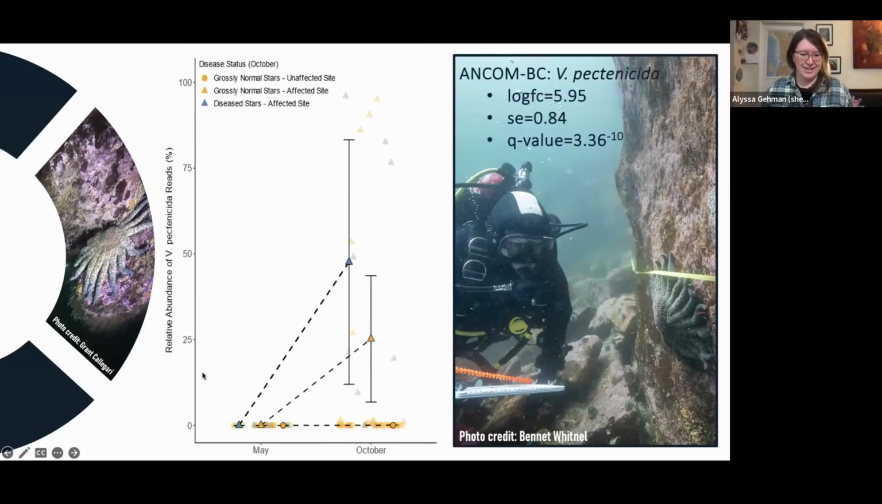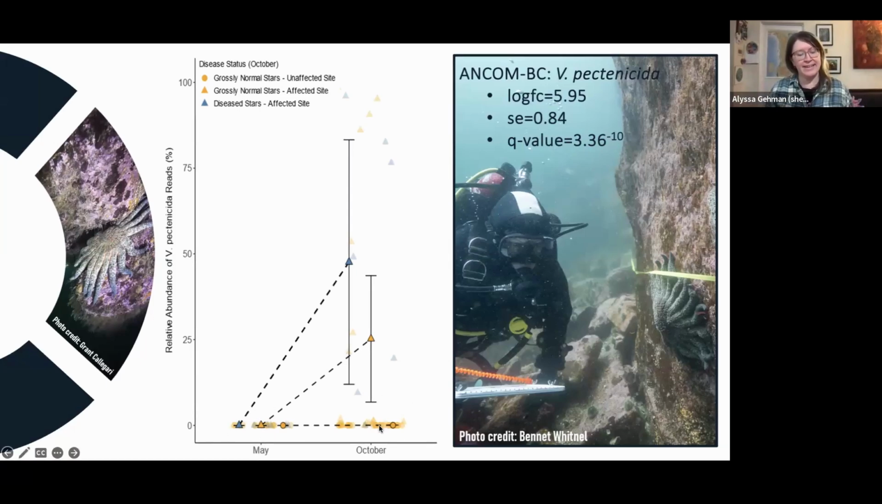And so here we are. We've got, again, that same kind of graph where we have relative abundance of VPEC on this y-axis. And then this is May when we went out. And in May, when we saw no signs of disease anywhere, there was no VPEC. So those are zeros, no VPEC at all.